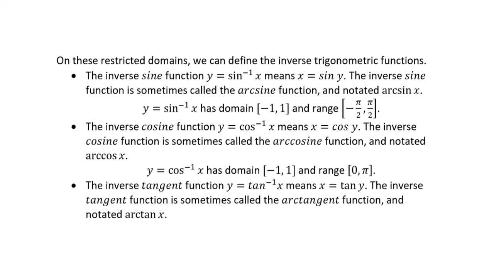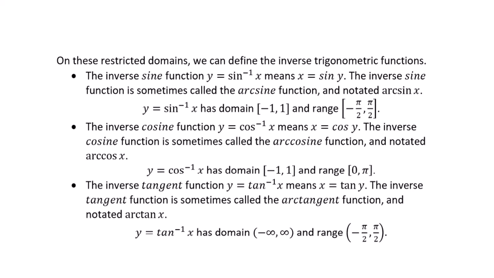The inverse tangent function y equals inverse tangent x means x equals tangent y. The inverse tangent function is sometimes called the arctangent function and notated arctan x. Again, y equals inverse tangent of x has its domain and range switched. The domain will be now negative infinity to infinity, and the range will be negative pi over 2 to pi over 2 as an open interval.